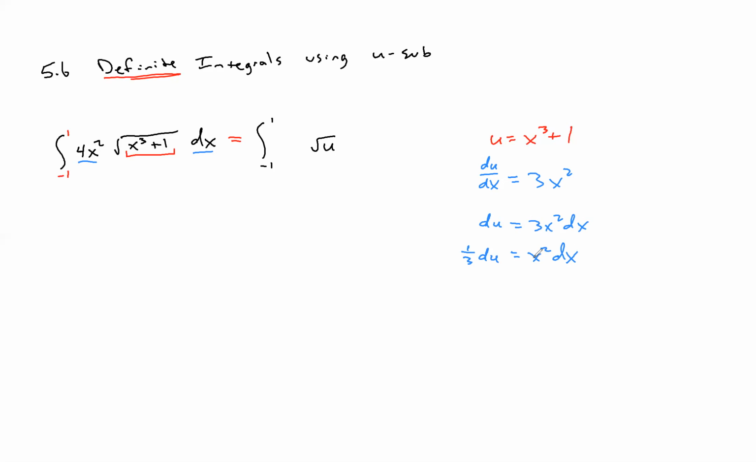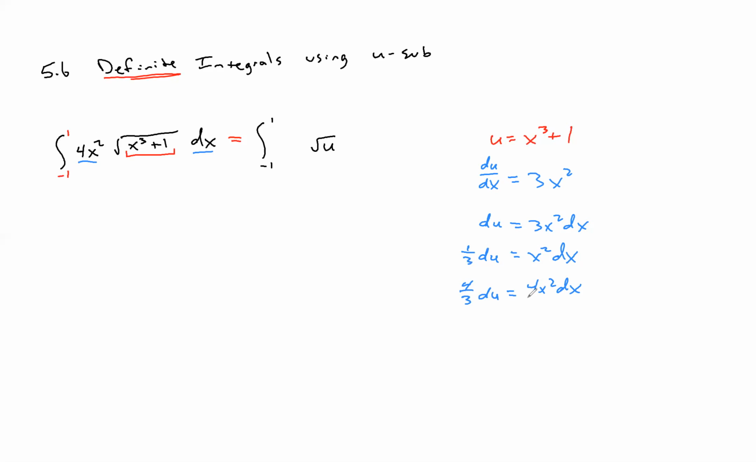So that's a little bit better. I have an x squared dx. Let's go ahead and make it a 4x squared. Another option would be to just take this 4 and move it outside the integral and not even worry about it until the end. But let's go ahead and get the 4 involved here. If I multiply both sides by 4, then 4x squared dx equals 4/3 du.